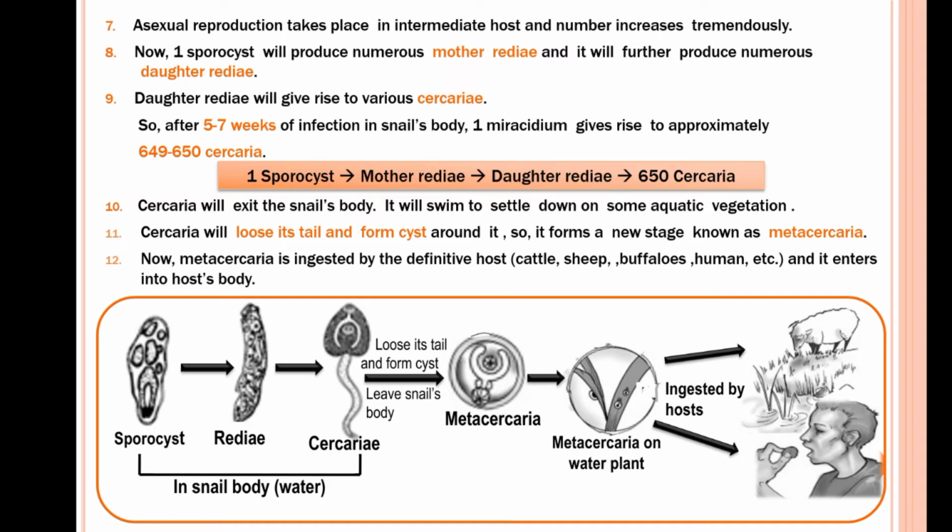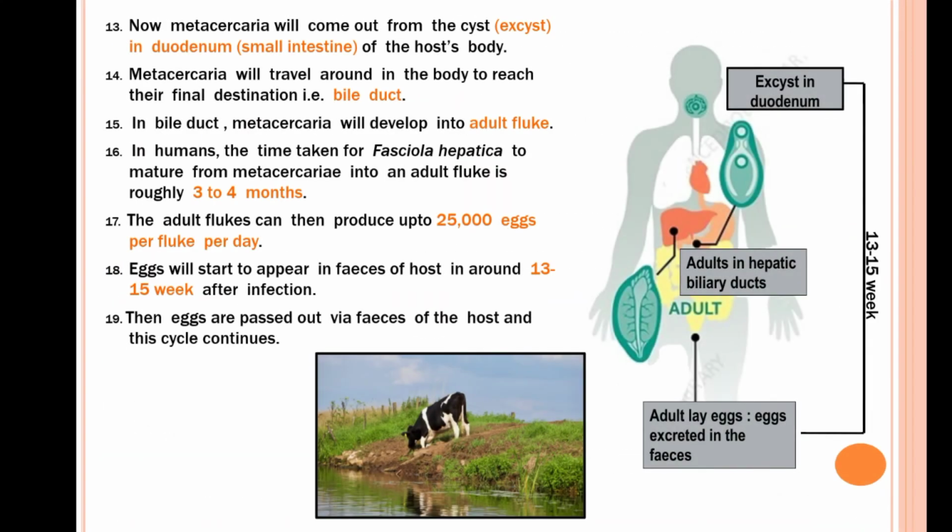In case humans ingest uncooked aquatic vegetation, metacercaria enters their body and humans become accidental host. So sporocyst, redia and cercaria were developmental stages of Fasciola hepatica in snail's body in water, and metacercaria was present on aquatic vegetation. And finally, metacercaria enters into host body. Now, metacercaria will come out from the cyst in duodenum of host's body. Metacercaria will travel around in the body to reach their final destination, which is bile duct. In bile duct, metacercaria will develop into adult fluke.